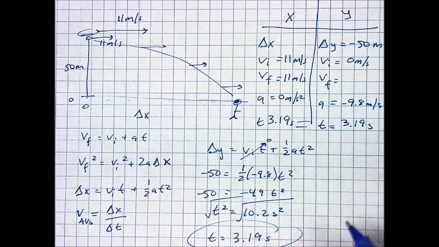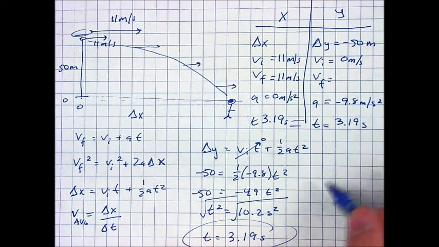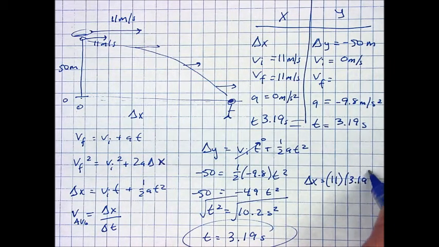So finally, I'll just do it over here. We have delta x is just going to be equal to the velocity, which is 11, times the time, which is 3.19 seconds. And we get about 35 meters, right? So displacement is meters. So Cesare would have to stand about 35 meters away from where the bird originally dropped its stuff.